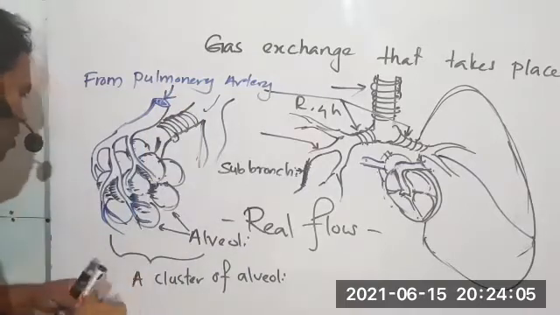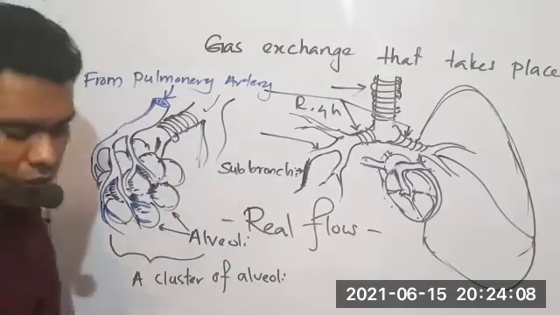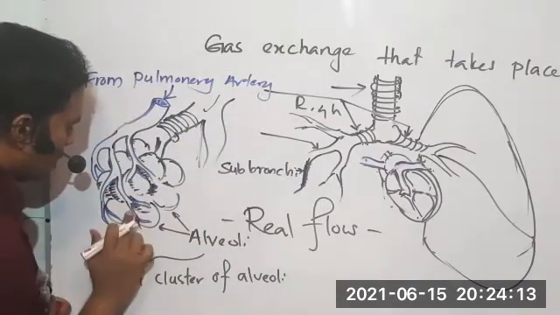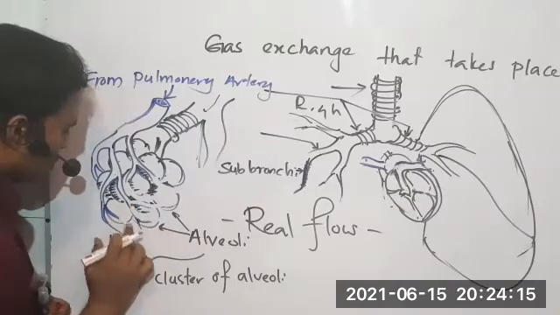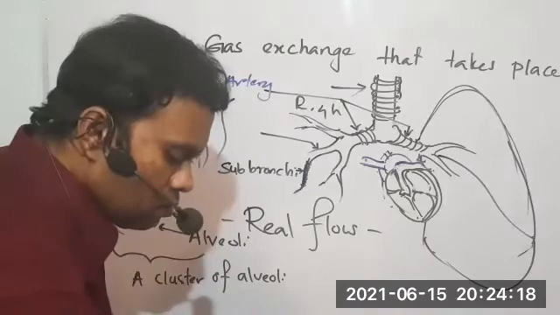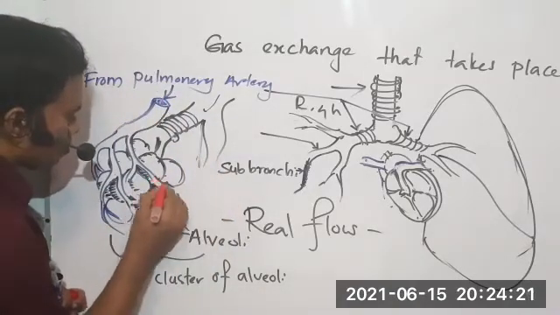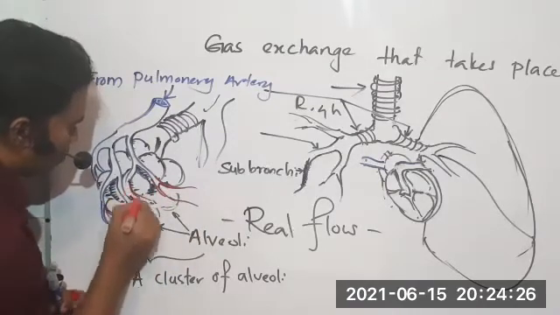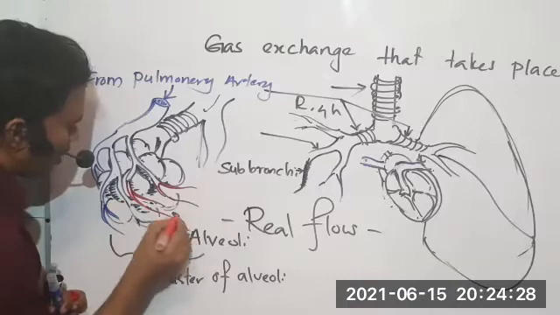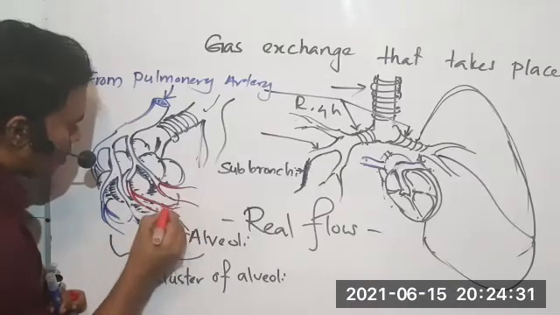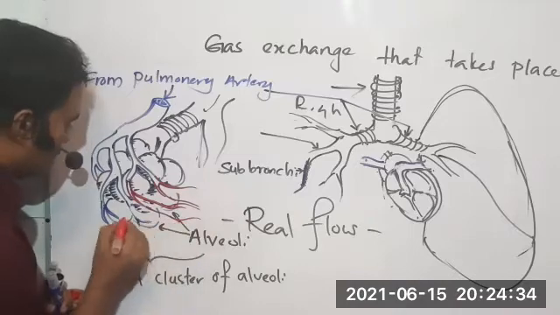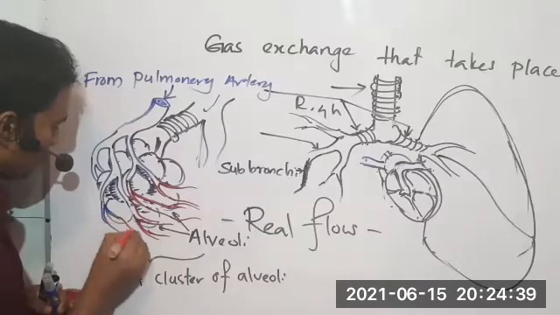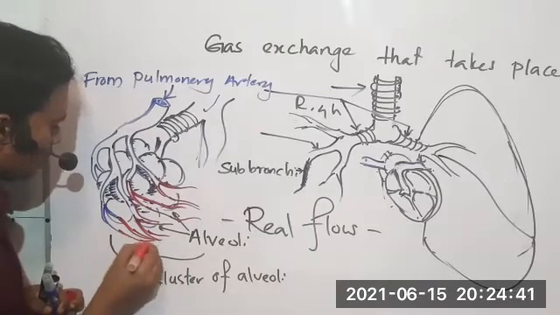Okay. After the oxygenation, so we can draw it with red color. It makes blood capillaries. So we symbolize this with red color. These blood vessels are having oxygenated blood. So that's why we draw that in red color.